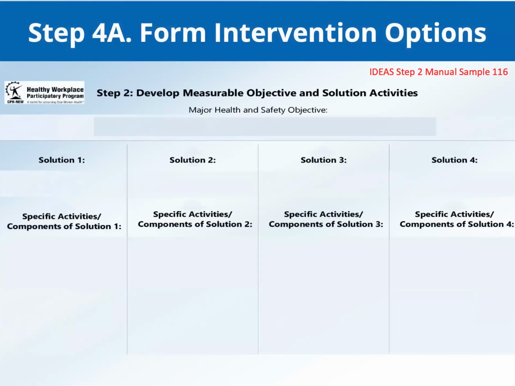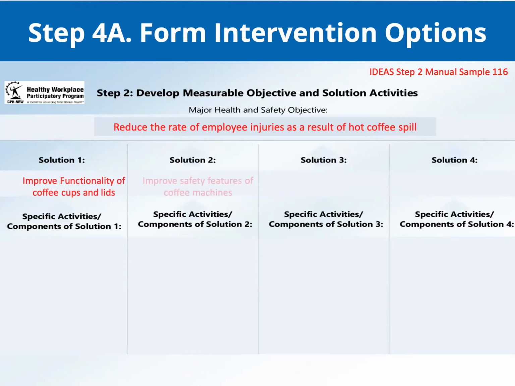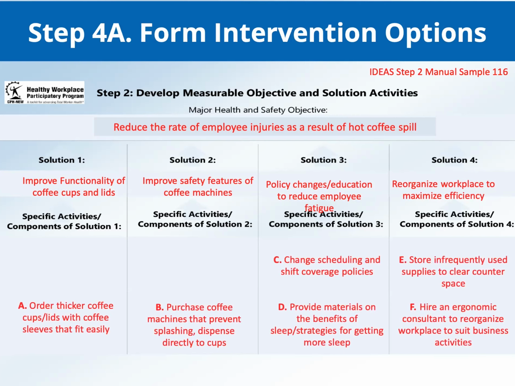To begin Ideas Step 4A, you will refer to the list of activities that were brainstormed in Ideas Step 2. In our coffee spill example, the goal was to reduce burns, and we identified 4 different solution types to meet this goal. For each solution type, we brainstormed a list of activities. We will draw from all of these activities to form interventions that address as many root causes as possible. This is a key concept for applying a total worker health approach.